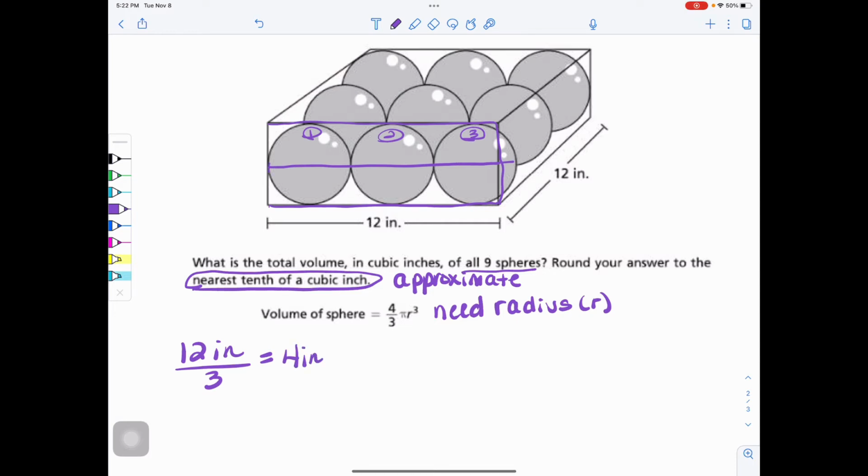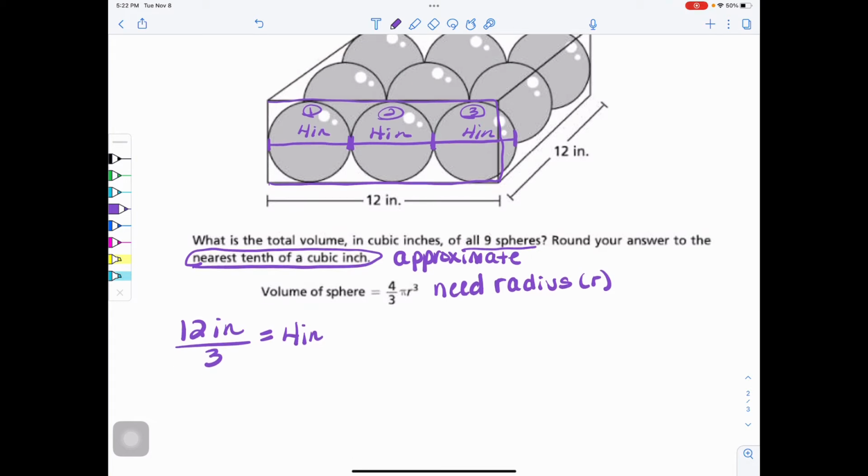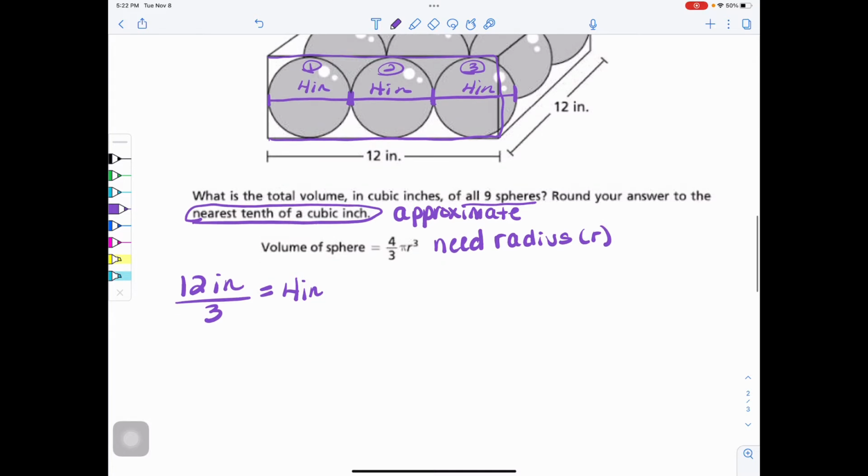That tells me that from here to here is 4 inches. From here to here is 4 inches. And from here to the edge of this sphere is also 4 inches. Now, looking at the picture, that 4 inches is the distance all the way across the sphere. So what I've actually found is the diameter. The diameter is 4 inches.